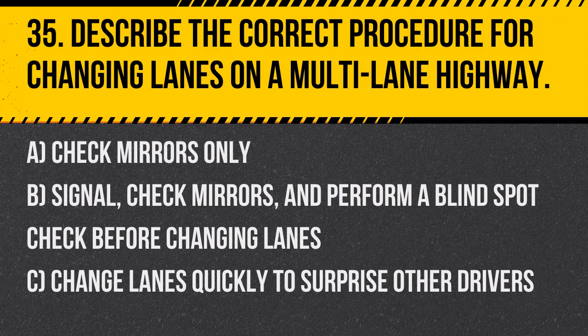Question 35. Describe the correct procedure for changing lanes on a multi-lane highway. A. Check mirrors only. B. Signal, check mirrors, and perform a blind spot check before changing lanes. C. Change lanes quickly to surprise other drivers. Answer: B. Signal, check mirrors, and perform a blind spot check before changing lanes. This thorough approach ensures safety and awareness of other vehicles around you.